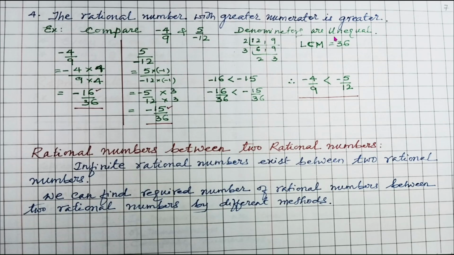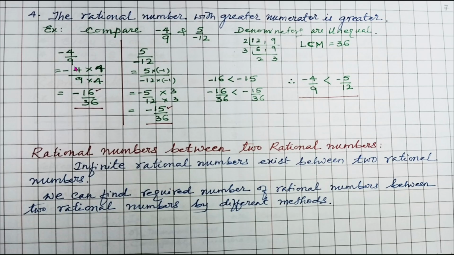Now let us understand this by a simple example. Let us say we have been given two rational numbers, minus 4 by 9 and 5 by minus 12. Now we have to compare. Compare means find out which is smaller and which is greater. First of all, minus 4 by 9 is there. 5 by minus 12, first write it in standard form, because there is a negative sign in the denominator. Make the denominator positive by multiplying numerator and denominator by minus 1. So we get minus 5 by 12.